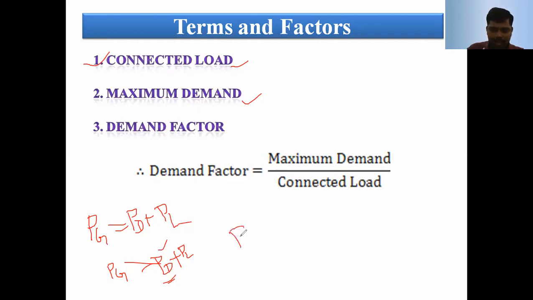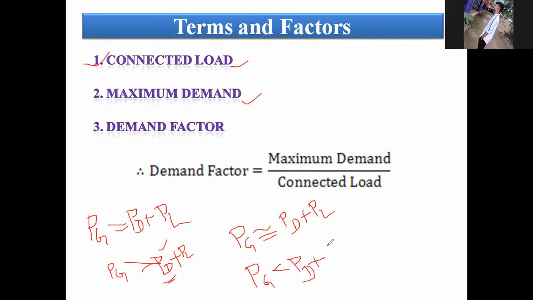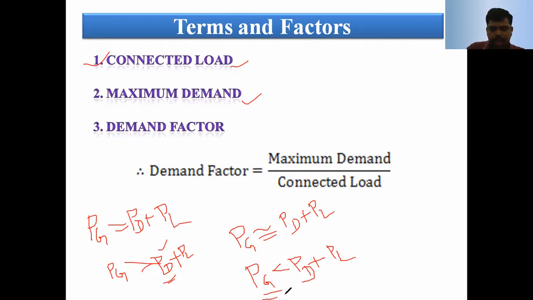Seven to eight years back, the power generation was approximately equal to the demand, so it was more or less satisfied. But at present, the power generation is less than the power demand. The demand is increasing, but the generation is constant. That changes only if we increase the generating station capacity, or erect a new power plant.